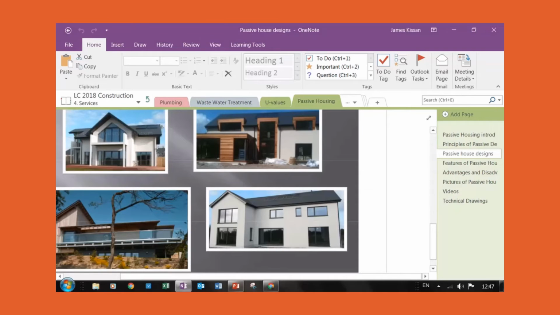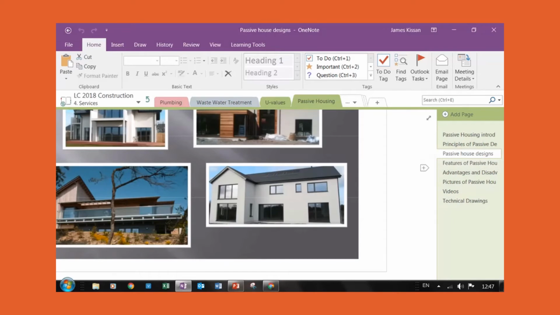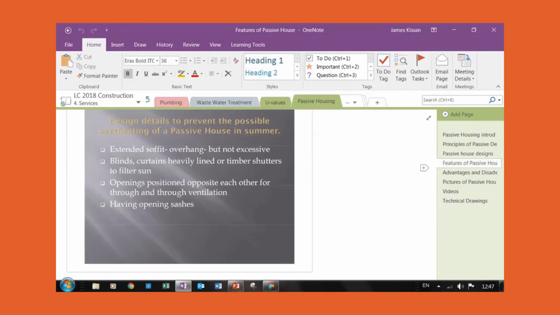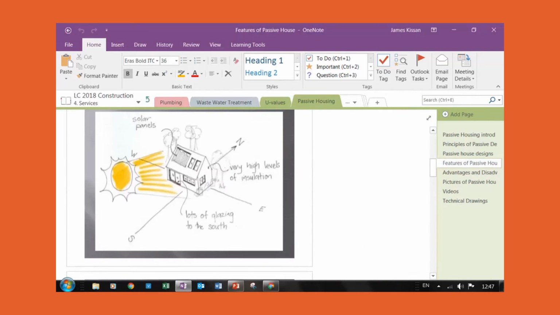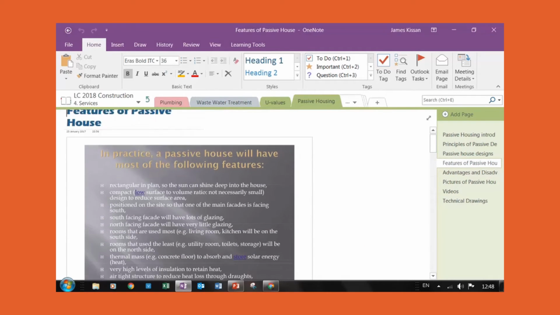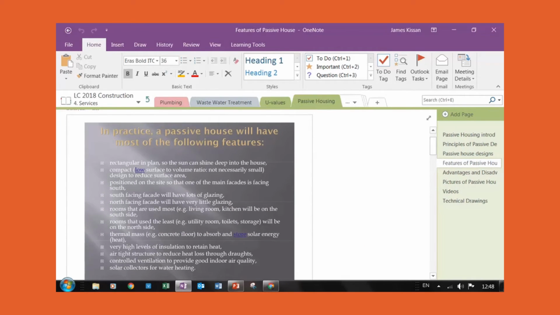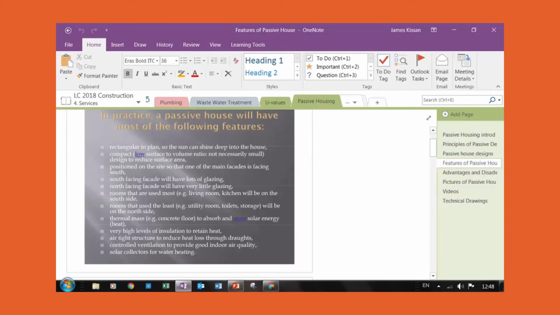Okay, now if we go on to the features of a passive house. So if we look at all the different features of a passive house, in practice, your passive house will have most of the following. It mightn't have all of them. Okay, so rectangular in plan, so that the sun can shine in deep into the house.